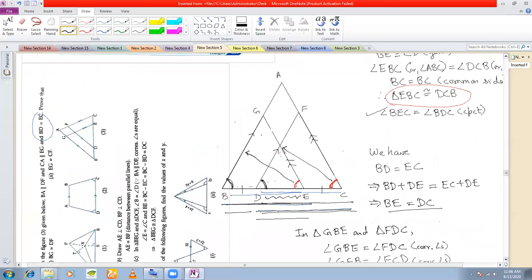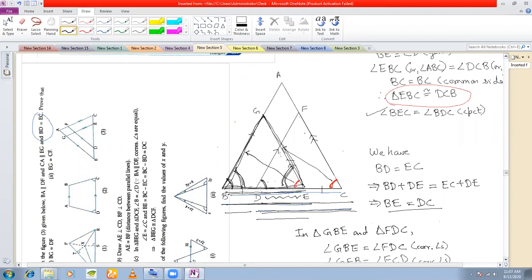So we have proven that, yes, the side between the two angles is BE and DC. Because if you consider this triangle, we are talking about this angle and this side, so it has to be the included side. Both the angles are falling on the same side. Now is it clear?